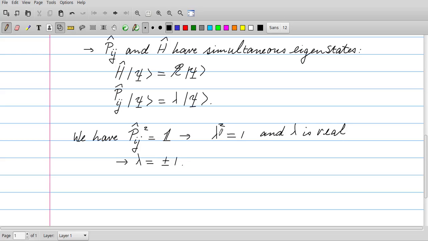Well, from this we can infer that, of course, acting with Pij squared on an eigenstate, we get an eigenvalue lambda squared. And because the result of Pij squared is the unit operator, lambda squared should be 1. Furthermore, lambda should be real, because Pij is a Hermitian operator, and therefore we can conclude that lambda is either +1 or -1. So we see that under exchange of two particles i and j, the eigenstates are either symmetric, that's when we have a +1, or anti-symmetric, and that's when we have a -1.